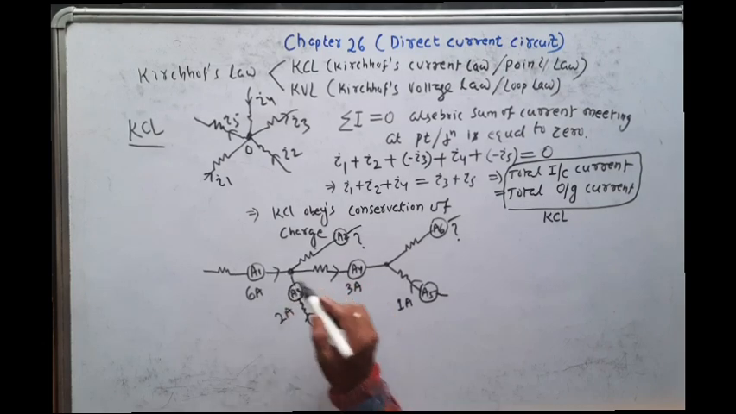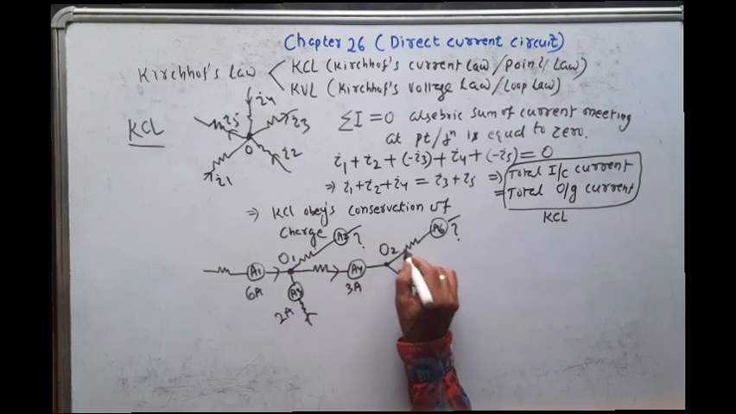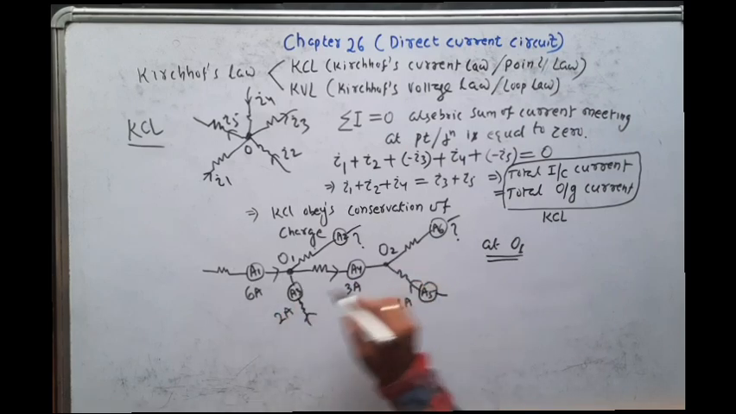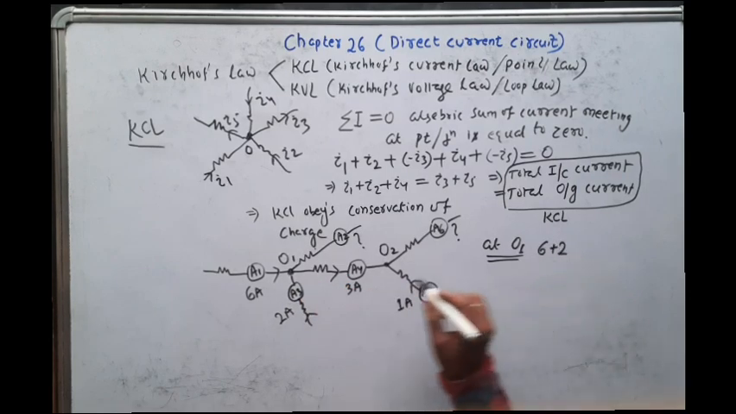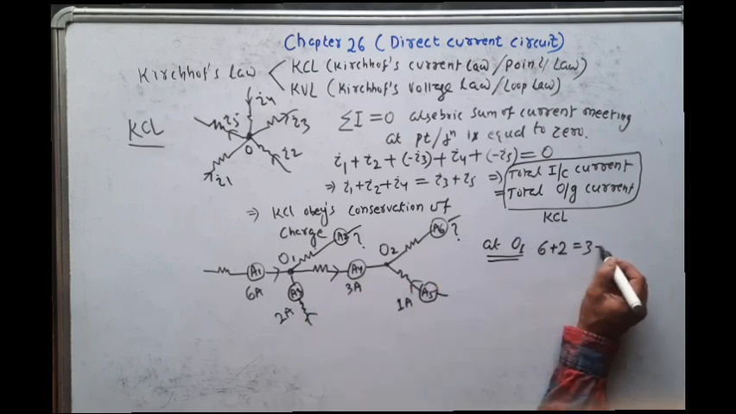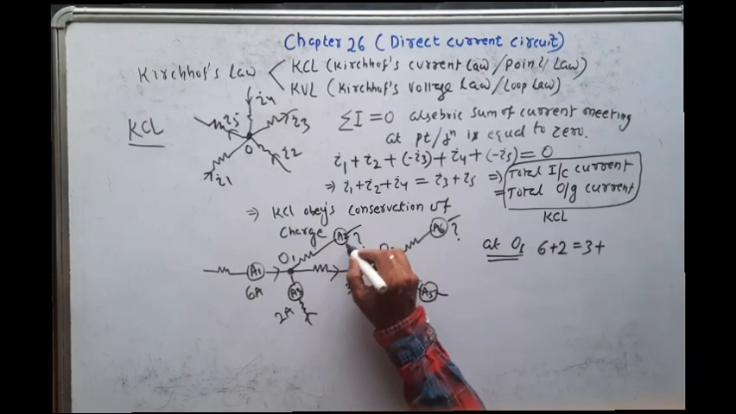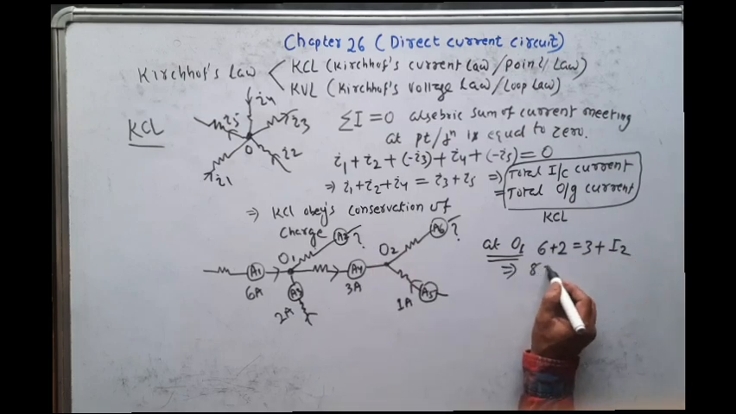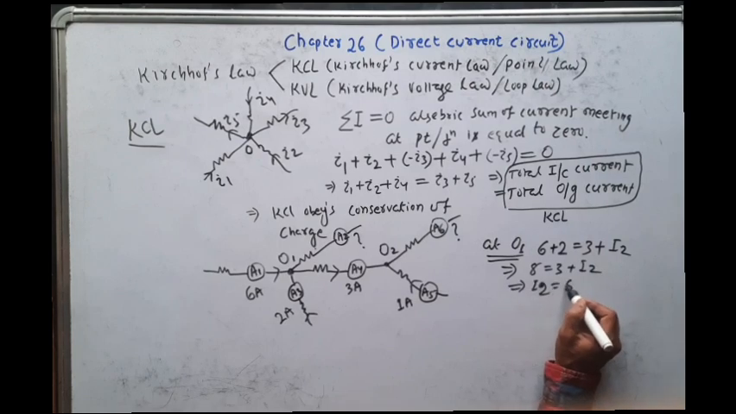Let us say this is junction number O1, this is junction number O2. So at junction O1, the total incoming current is nothing but 6 ampere plus 2 ampere. And what is the current leaving from this junction? This is 3 plus, I don't know the direction of the current in this case. So let us say the current through this ammeter is I2. So now we can say 8 is equal to 3 plus I2, so I2 is equal to 8 minus 3, that is 5 ampere.